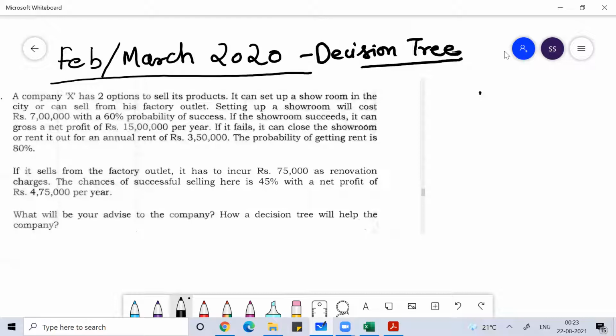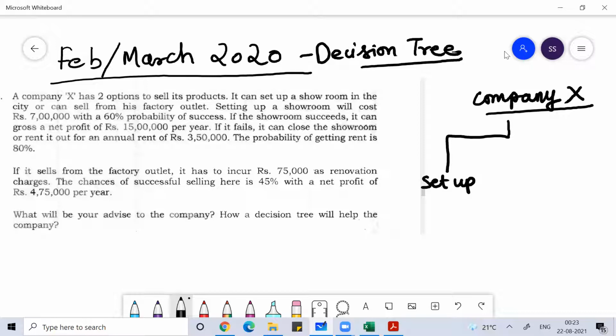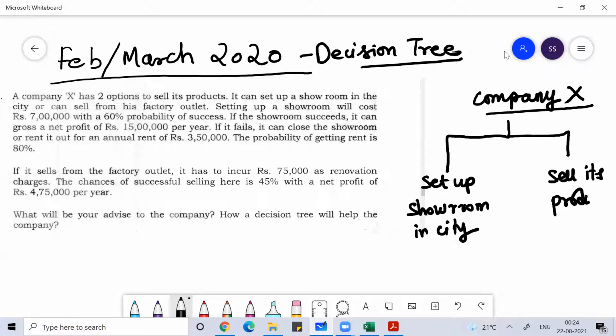There's a company X, you can write the English part by yourself. I'm not stressing much on the English part. This company X has two options. It can set up a showroom in the city, or it can sell its product through factory outlet. So the company has two options. It can either set up showroom in the city or it can sell its product through the factory outlet.